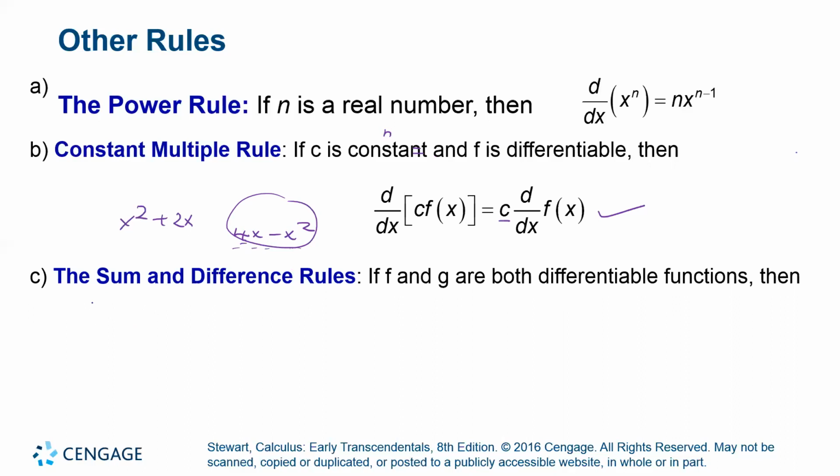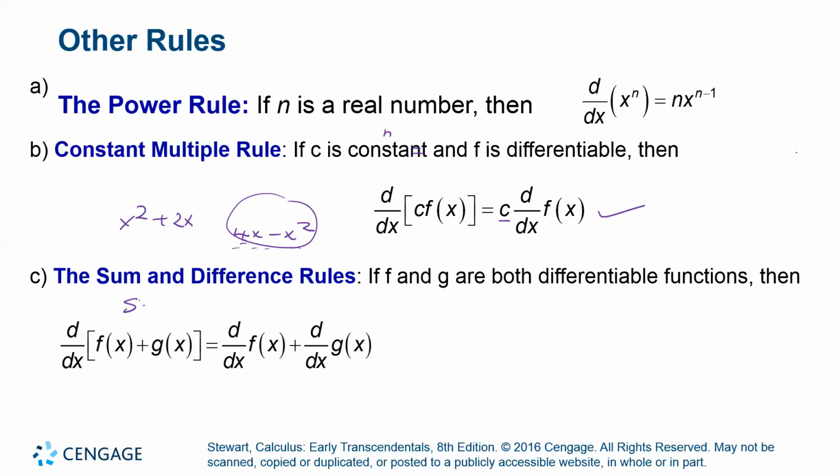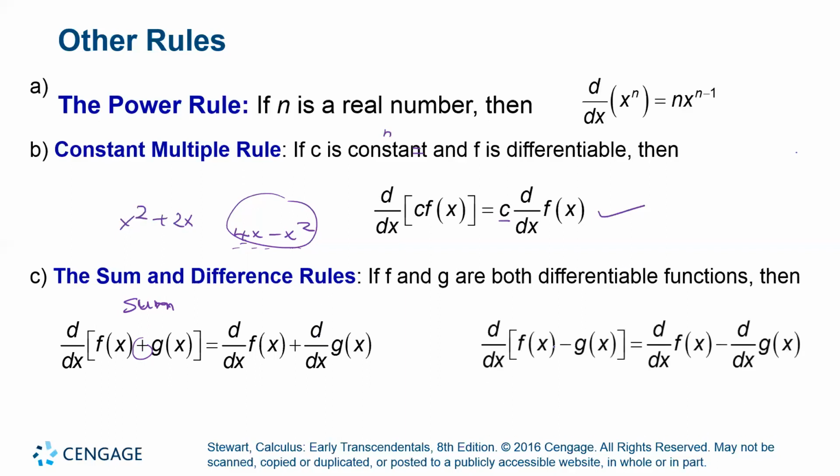All right. So if you have two functions that are differentiable, then for the sum, you differentiate them individually and then add them. And then for the difference, when you have f of x minus g of x, just differentiate them individually and then subtract them. So this is the difference part.